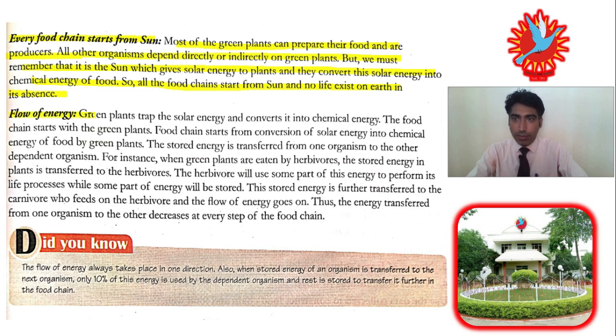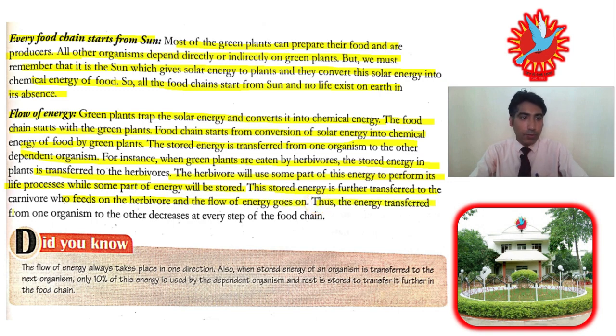Now we will discuss the flow of energy. Green plants trap the solar energy and convert it into chemical energy by photosynthesis. The food chain starts with the conversion of solar energy into chemical energy by the green plant. The stored energy is transferred from one organism to another, depending on the eating habit. For instance, when green plants are eaten by herbivores, the stored energy of the plant is transferred to the herbivores. The herbivores use some part of the energy to perform life processes, while some part is stored. When these herbivores are eaten by carnivores, the same energy is transferred to the carnivore who feeds on the herbivores, and the flow of energy keeps going.